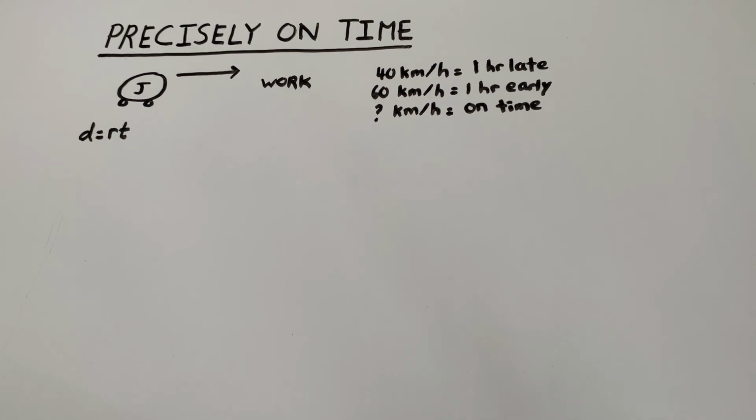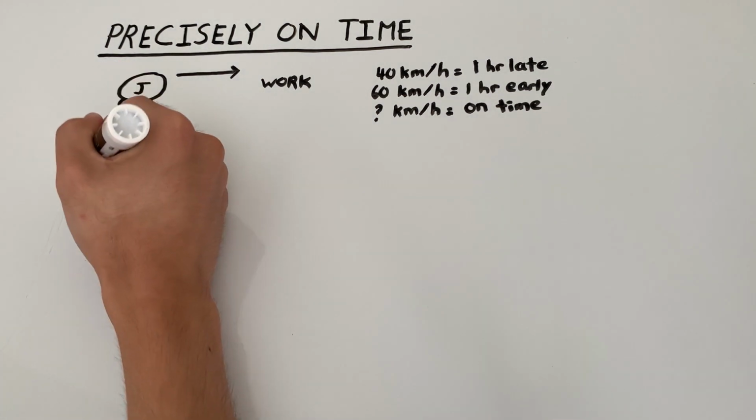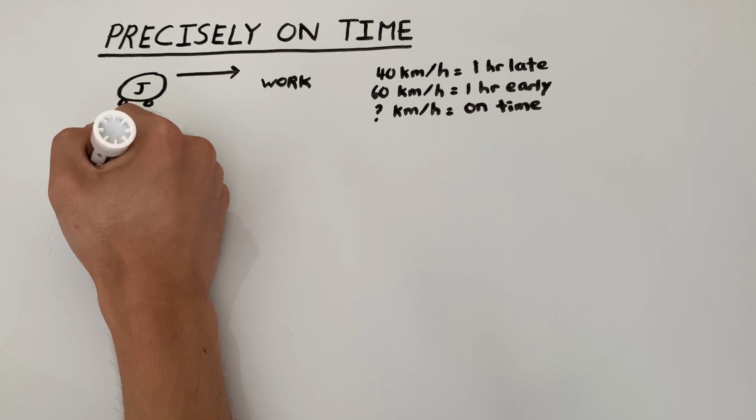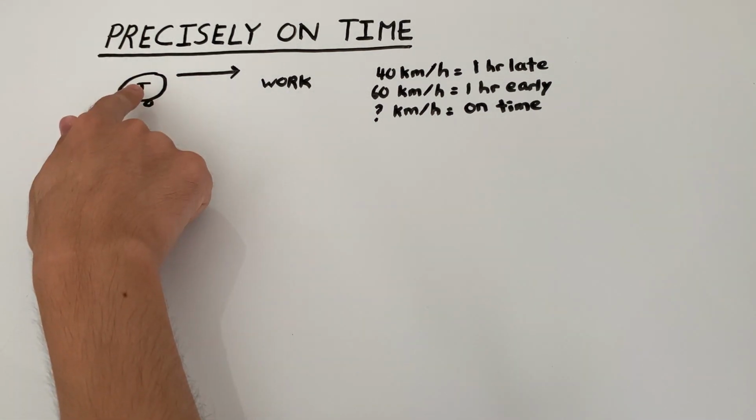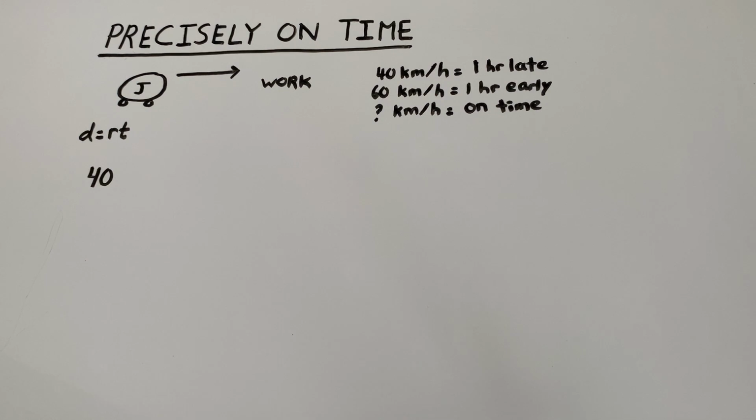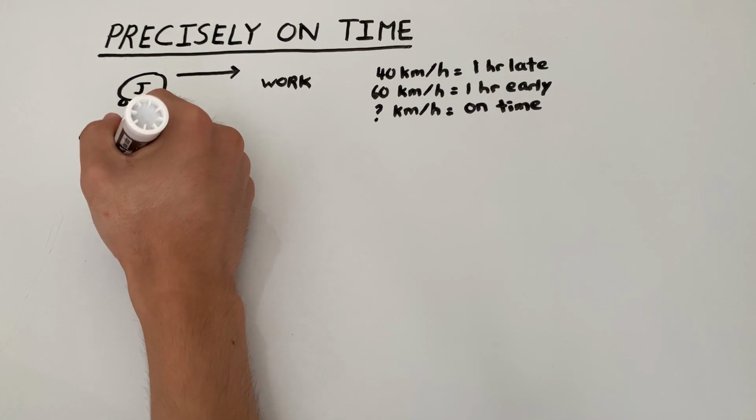So let's work with our first rate, 40 kilometers per hour, means he arrives 1 hour late, which means he's spending 1 more hour on the road. Now let's say Jack's normal trip from his house to his work takes T hours. Well, if it usually takes T hours, going at 40 kilometers per hour means he will spend T plus 1 hours on the road.